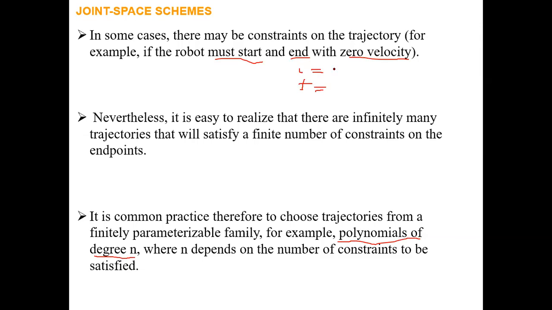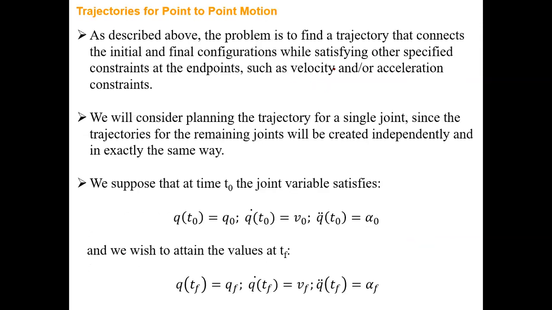Okay. Sometimes we might have more than 2 constraints, sometimes 4 constraints, sometimes 6 constraints. Depending on the constraints, we have to choose the function accordingly. If you choose to represent your function using a polynomial, then depending on the constraints, you have to use a different degree of polynomial. That's what I meant.